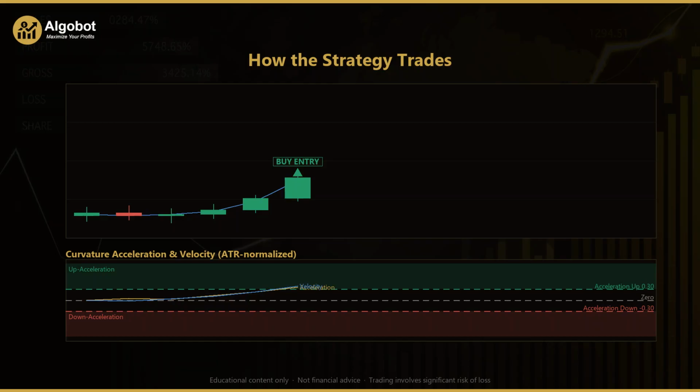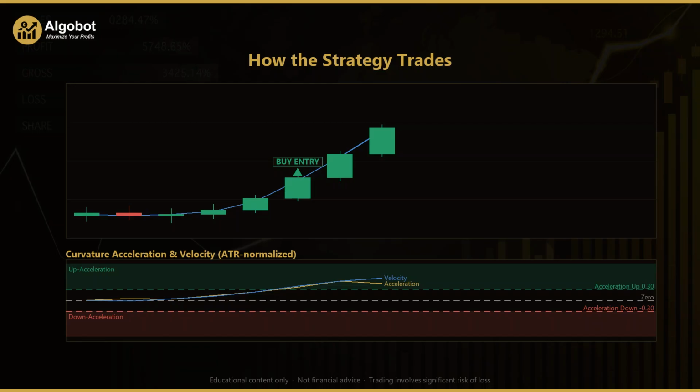Now the character begins to change. Over the next couple of candles, price starts to lift, each close a little higher than the last. The regression fit turns upward, and in the subpanel the gold acceleration line begins climbing toward the upper threshold, while the blue velocity line has already pushed above zero. Here is the key idea. Acceleration leads velocity.